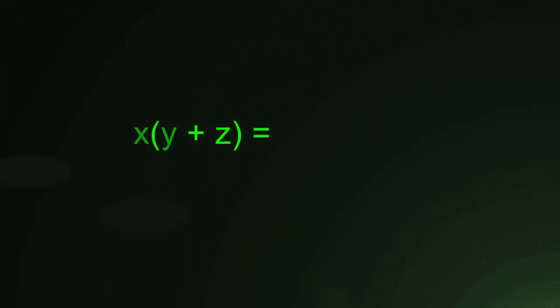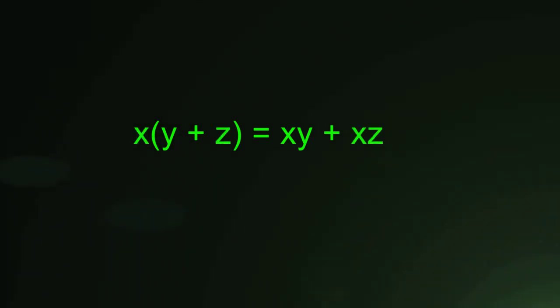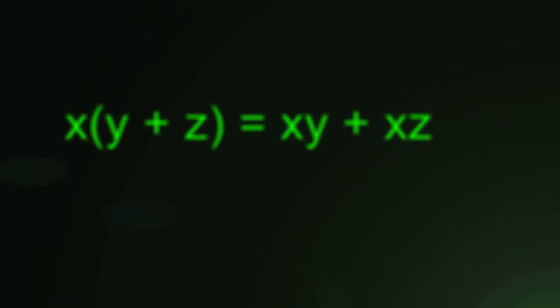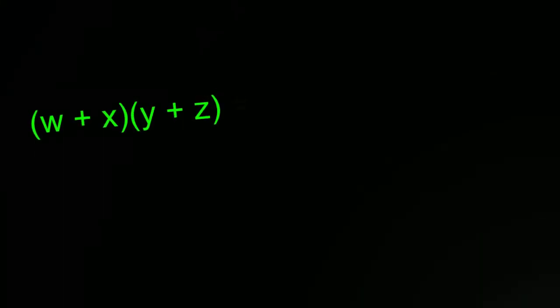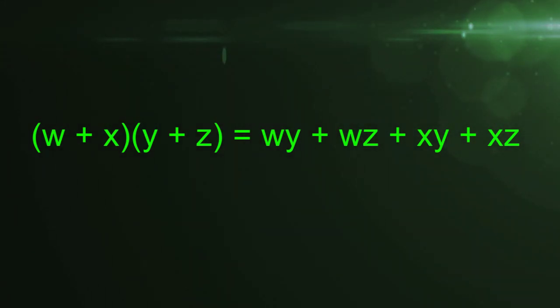X bracket y or z is equivalent to xy or xz. Bracket w or x close bracket open bracket y or z is equivalent to a sum of products: wy or wz or xy or xz.